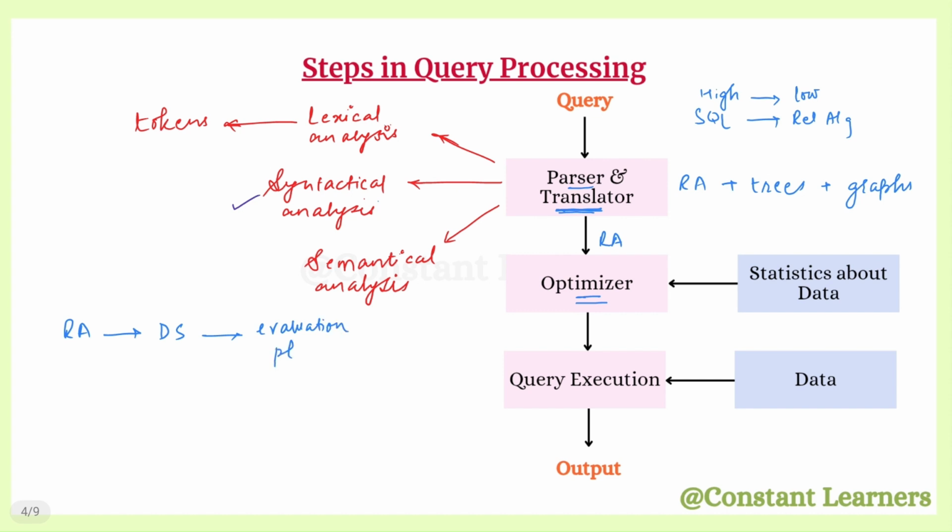Why evaluation plans? Because in the previous slide we discussed that there are multiple ways in which we can fetch the data from the database, right? The relational algebraic expression can be written in multiple different ways, right? That means there are multiple different paths through which the data can be fetched. So these evaluation plans help us to generate the execution plans, right? These execution plans are the multiple paths that may be used to fetch the data.